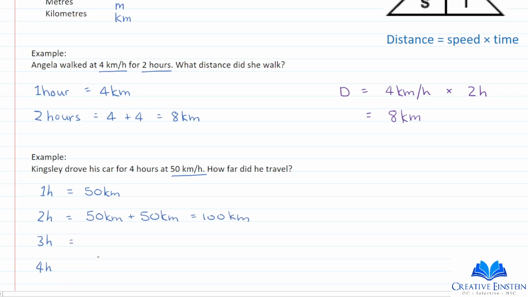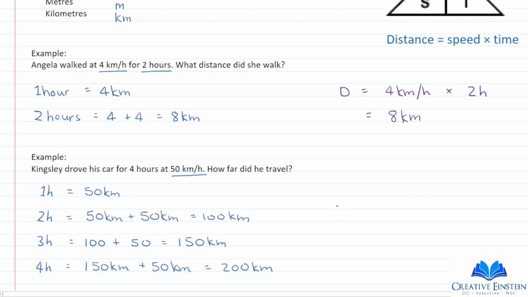In the third hour, he would have done an extra 50 kilometers. So 100 plus the extra 50 kilometers, 150 kilometers. In the fourth hour, he would have done 150 kilometers from the third hour, plus an extra 50 kilometers for the next hour, which makes it 200 kilometers.